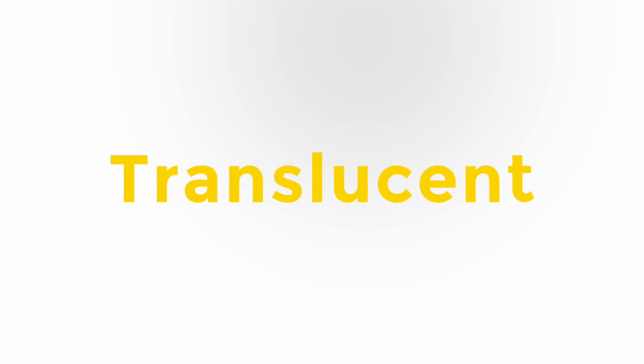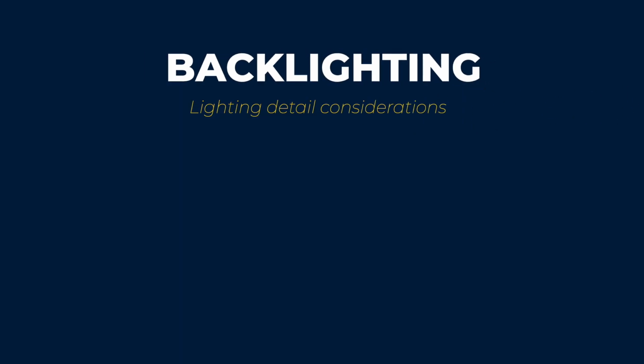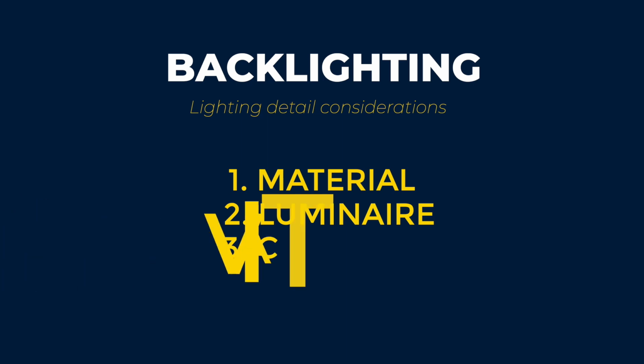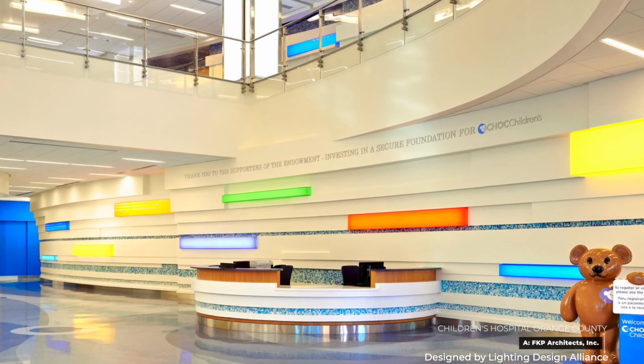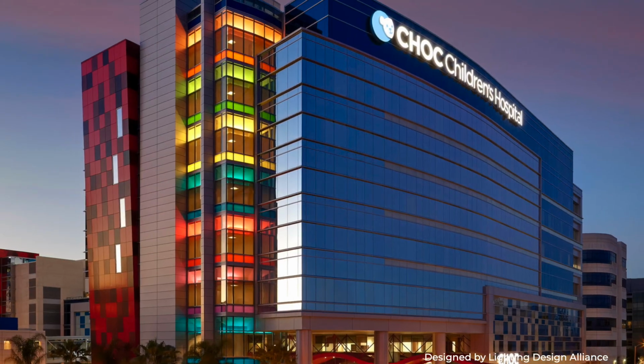That's a quick snippet on what it means to backlight something and what the difference is between translucent, transparent, and opaque materials. But the bottom line is, take into account the material, the luminaire, and the depth. I mean, after all, who would have thought you could take architecture and light and combine them together? What a concept. Indeed it is.